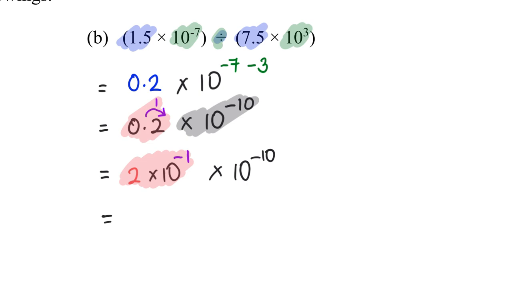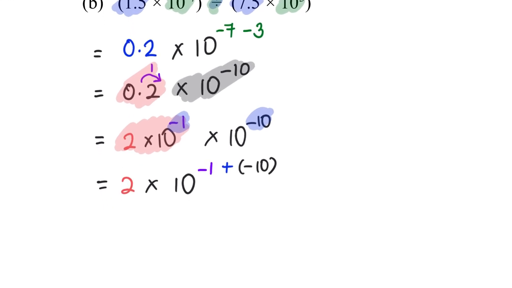So final answer, 2 times 10 to the power of negative 1 plus negative 10. To take note, we are going to plus the power together when the base is the same. And finally, you will see this as the final answer, 2 times 10 to the power of negative 11. Okay, I'm going to use this color. Okay, negative 11. Let's move on to part C.